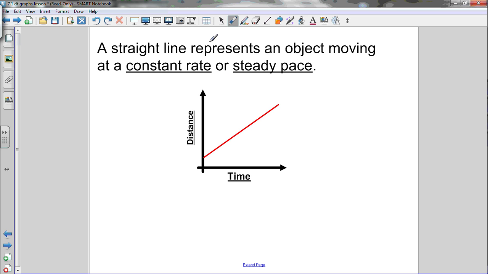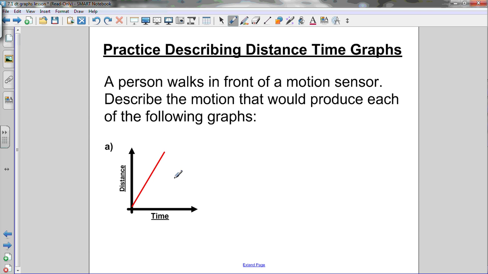So, like I said before, a straight line represents an object moving at a constant rate, or a steady pace, or a constant speed. Okay? The speed is not changing. The rate of movement is not changing. They're going at the same rate for this whole time. That's what a straight line indicates. So let's practice describing distance-time graphs.